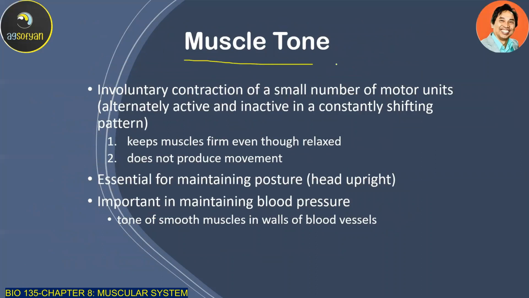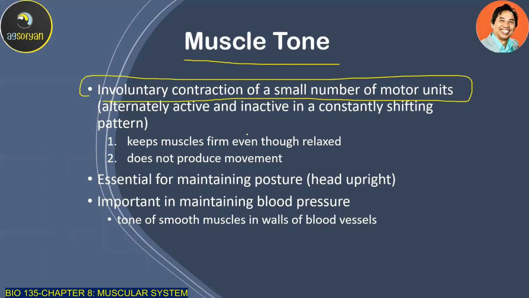So the next one is muscle tone. This is involuntary contraction of a small number of motor units. And usually in our back, we have muscle tone like this. Some muscles keep contracted. So this is what we call muscle tone, because it will keep the muscle firm even though it's relaxed. It usually doesn't give a movement.